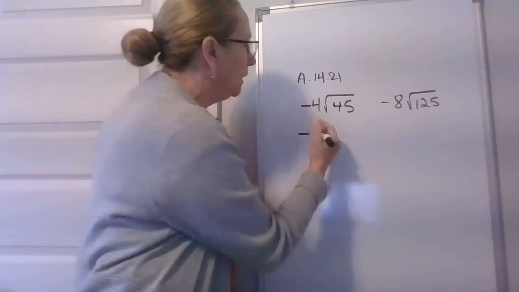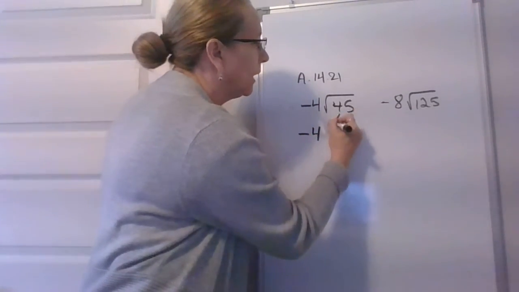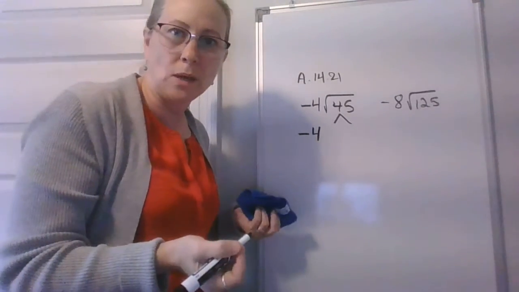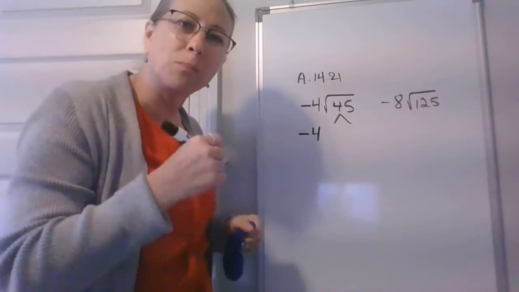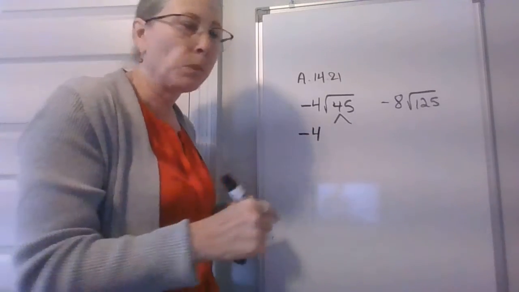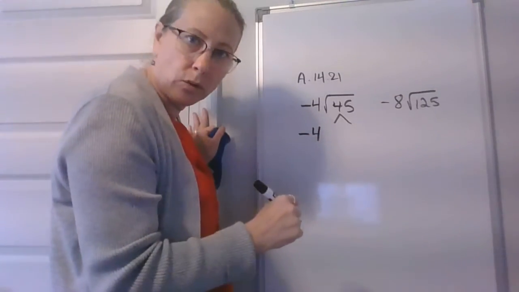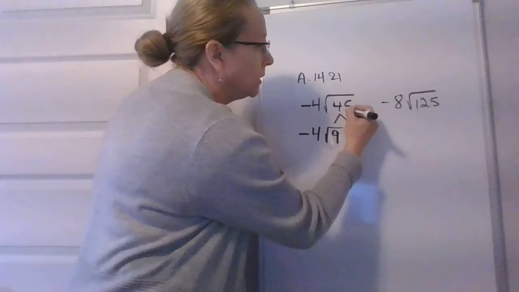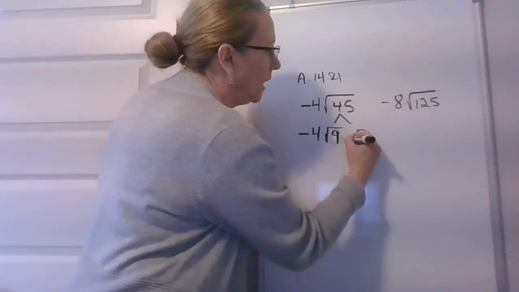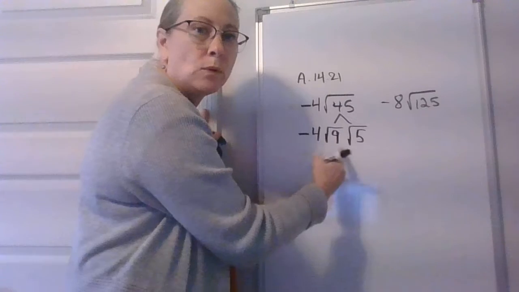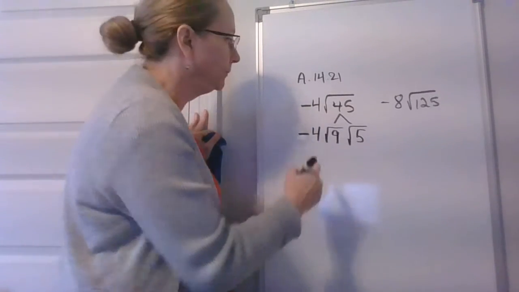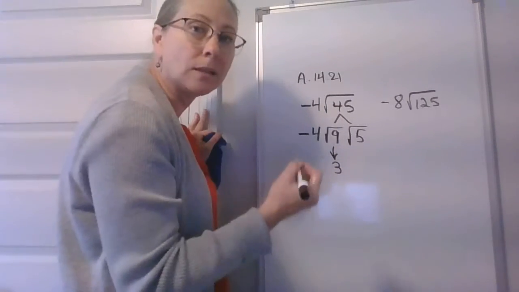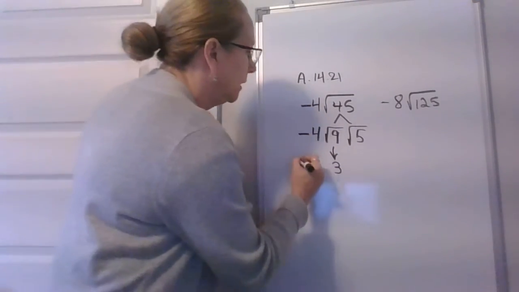First, we're going to leave the -4 out front. We're going to break down our square root of 45. Now, as you saw in some of the other examples, you want to take out a perfect square. So the only perfect square that goes into 45 is 9. So 9 goes into 45 5 times. So we have the square root of 9 times the square root of 5. Now the 9 becomes 3 because that's the square root of 9.